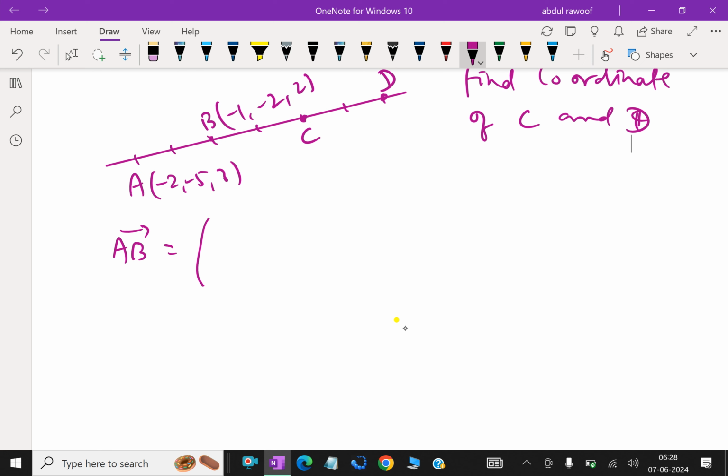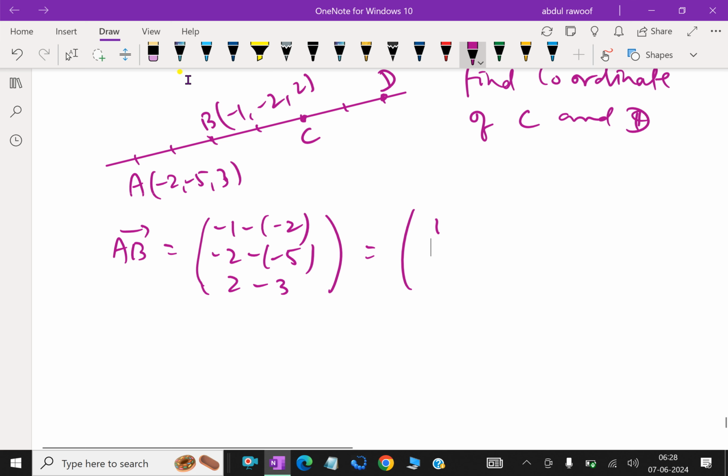Vector AB is -1 minus of -2, -2 minus of -5, and 2 minus 3. Here -1 plus 2 is 1, -2 plus 5 is 3, and 2 minus 3 is -1. This is vector AB.